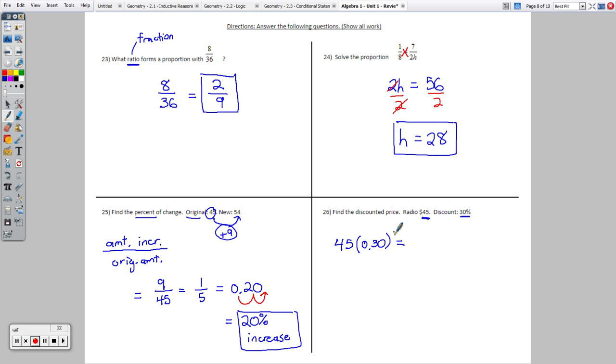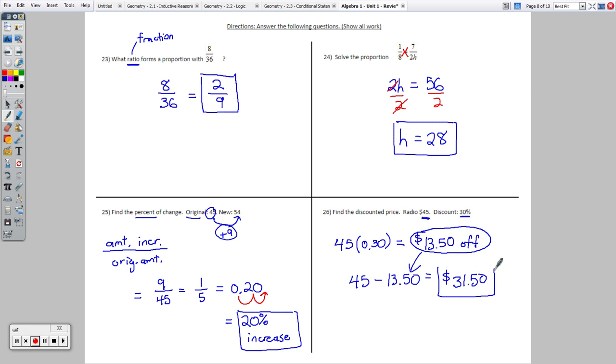So 45 times 0.30, I've calculated this out. Prior to this, it was 13.50. So you could use a calculator to figure that out. 13.50. It would be that much off. So that's an important piece of information. I'll circle that, but I won't box it in. I'll box in my final answer. 45, though, minus that, minus 13.50, would give me my answer. And in this case, that would be $31.50. So that's the final discounted price.